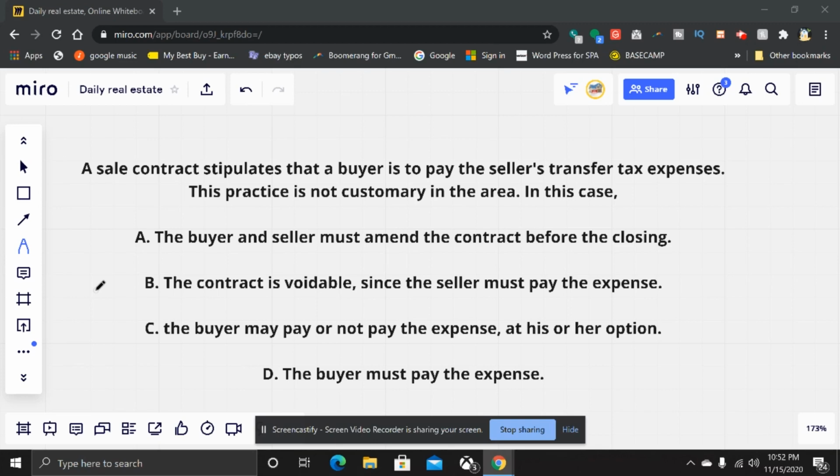But let's take a look at this one because this was a stumper. It said a sales contract stipulates that a buyer is to pay the seller's transfer tax expenses. This practice is not customary in the area. In this case, A, the buyer and seller must amend the contract before the closing. B, the contract is voidable since the seller must pay the expense. C, the buyer may pay or not pay the expense at his or her option. Or D, the buyer must pay the expense.